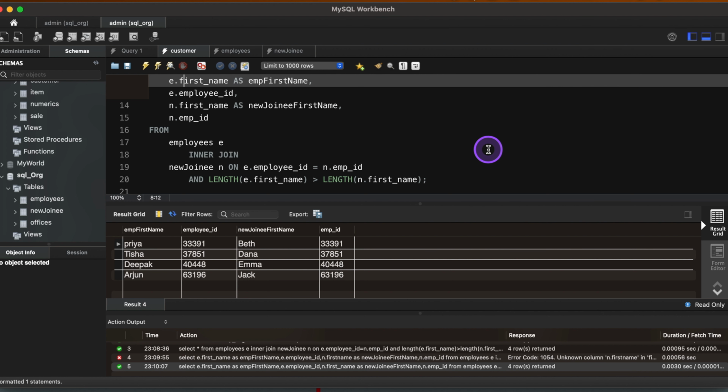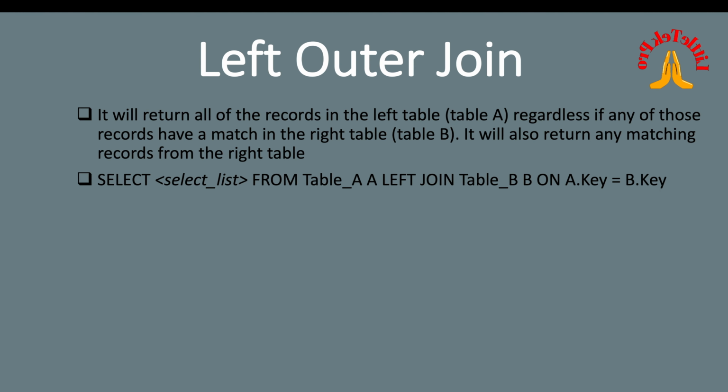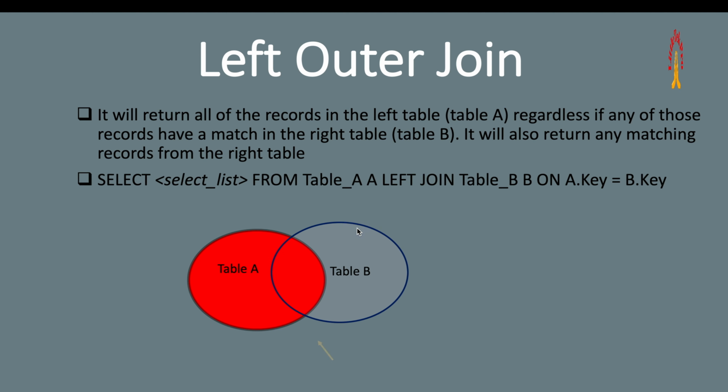So let's move to the next join. Okay, let's discuss what a left outer join is. Basically if you have 2 tables, it will retrieve all the data from table A and the matching records from table B. So you could see here the red color, which is getting all the data from table A, and the matching part between A and B is getting the data.